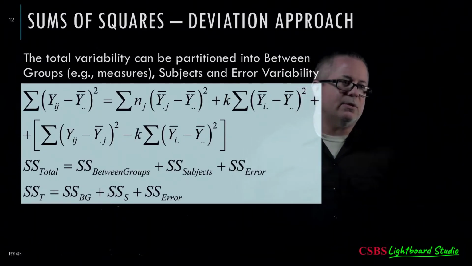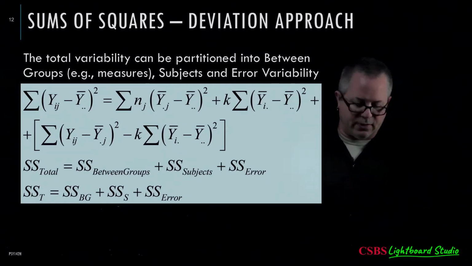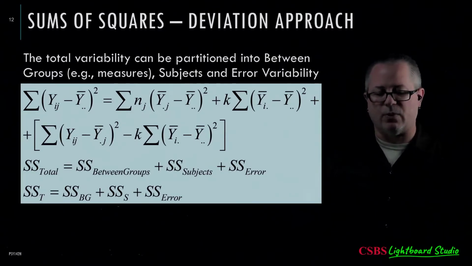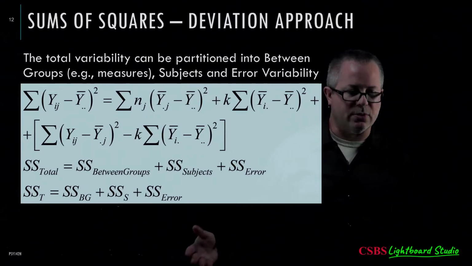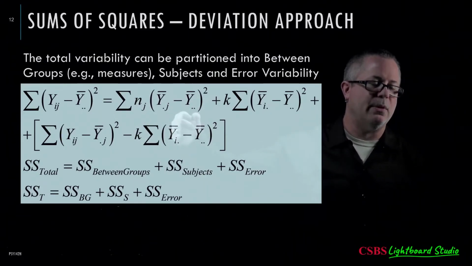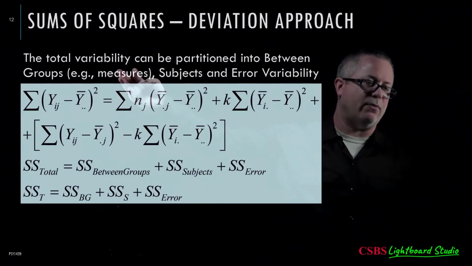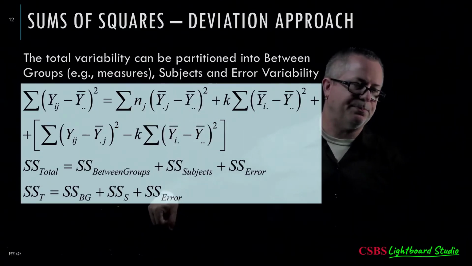Okay, the total variability can be partitioned into between groups. Now in this case, I call it between groups because we're going to compute it the exact same way we computed it as the between groups in the between groups ANOVA. We're treating it exactly the same. It's the mean of every group minus the grand mean. So I don't want to call it something else because it's the same. Sometimes people will call it measures, or we can just call it A for the IV, or whatever you want, but it's still the same between group variance that we computed before.